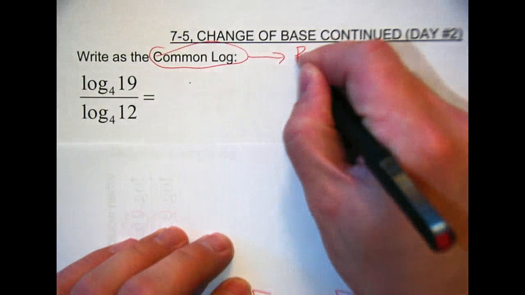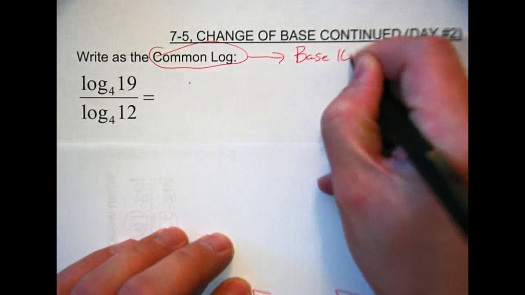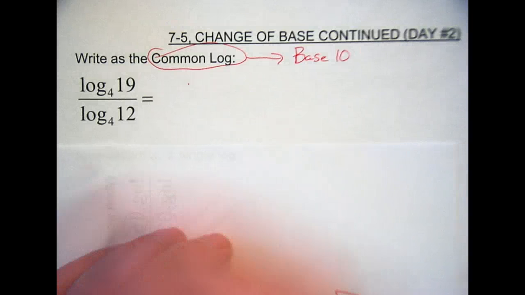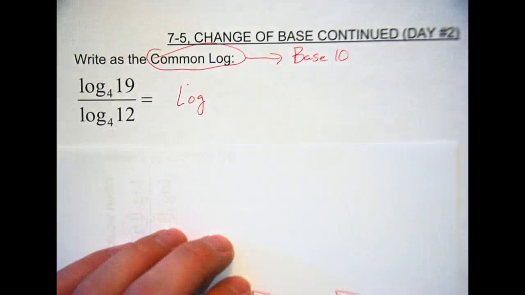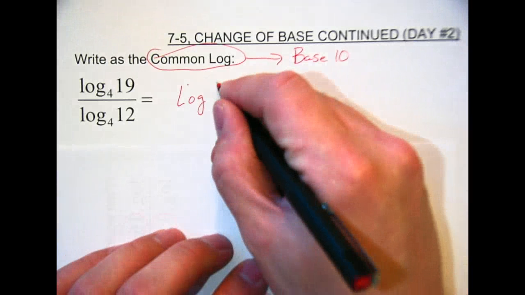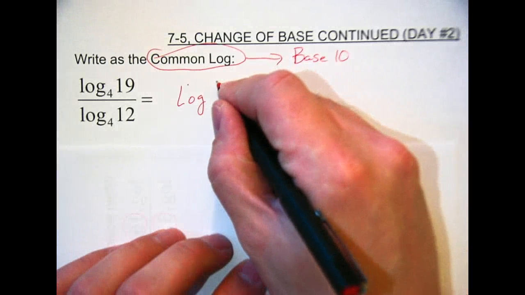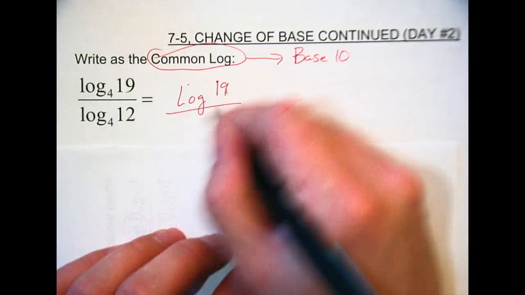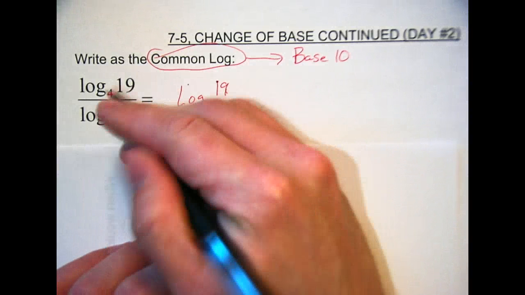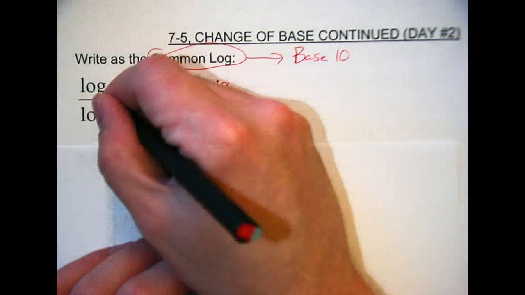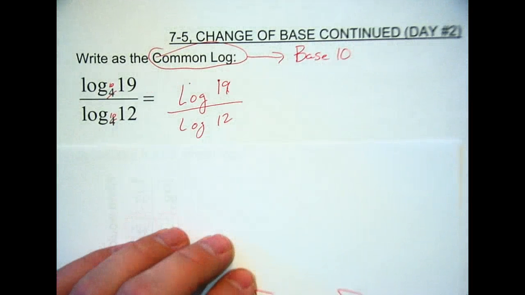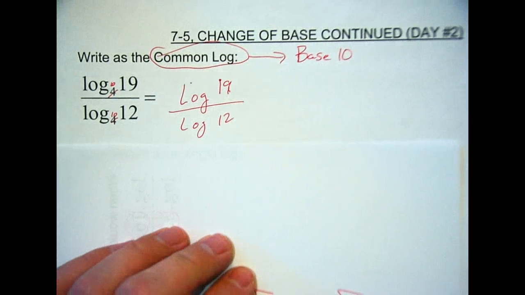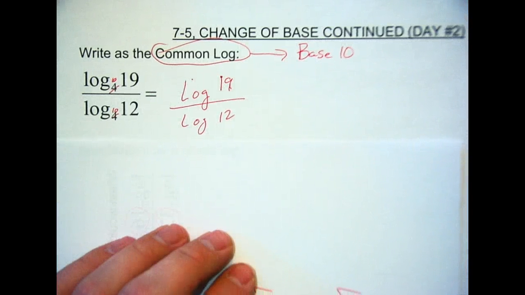Base 10. All right, so if I'm writing this as the common log, that is log what? Log 19 over log 12. You just change them, right? You just change the 4 to 10 because they're the same already. Now you have base 10. Okay? Questions there? Write it as a single log now.